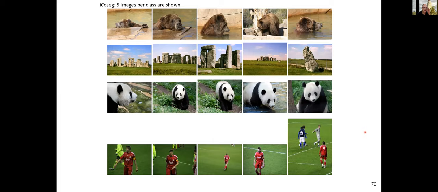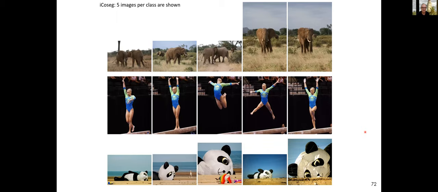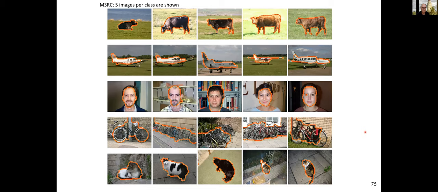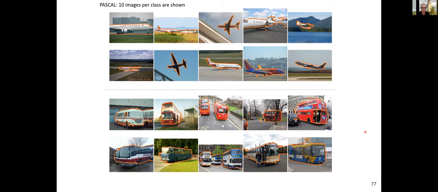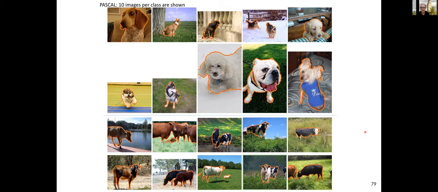I show 5 images per class. The network was built on about 20 or 30 images, like a very small number. And I show them the co-segmentations found by the network. Again, these are all with the same parameters. There was no tuning whatsoever between the different examples. I think this dog one is interesting because both the background and the dogs look quite different, and the fact that you can actually extract the dogs from such different and sparse data, I think is quite interesting.